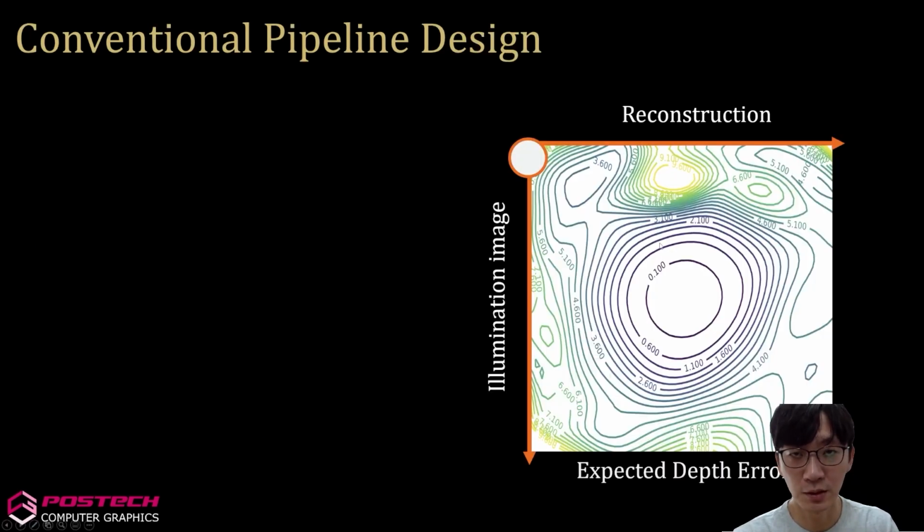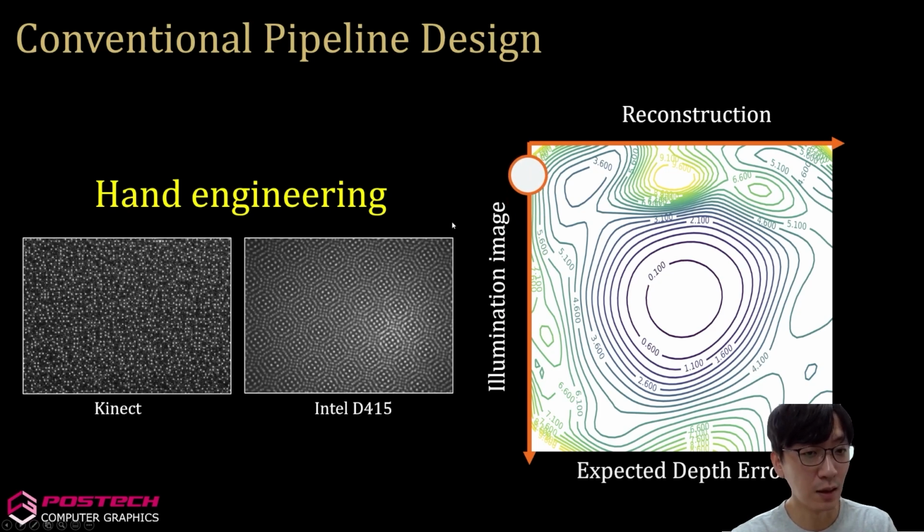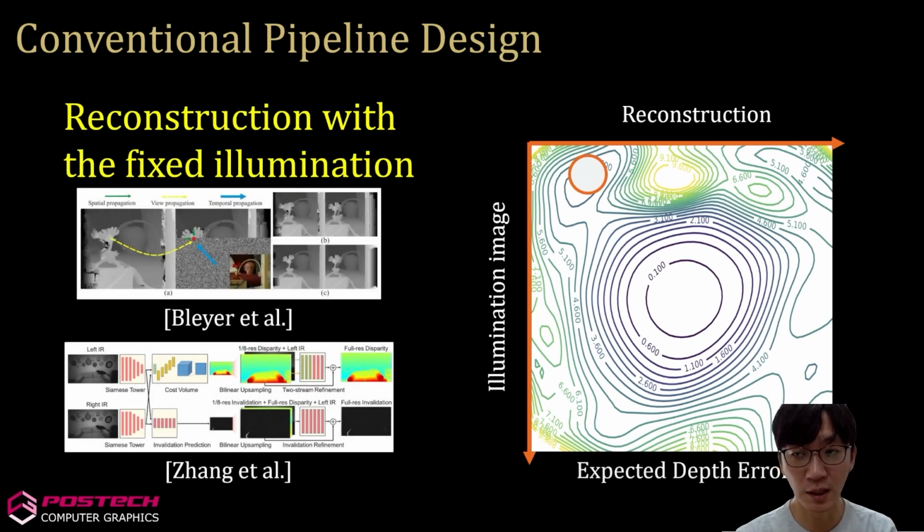Then let's look at the conventional design pipeline of active stereo depth imaging systems, which has a sequential design framework. First, what people have been doing so far is to hand-engineer or set a heuristic measure of the illumination pattern for optimal performance, for example, optimizing the randomness of the pattern while maintaining ease of fabrication. Once they obtain this illumination pattern, they develop reconstruction algorithms to obtain the best depth accuracy possible from the fixed hardware system. Here, a fixed hardware system means that the illumination pattern itself is fixed.